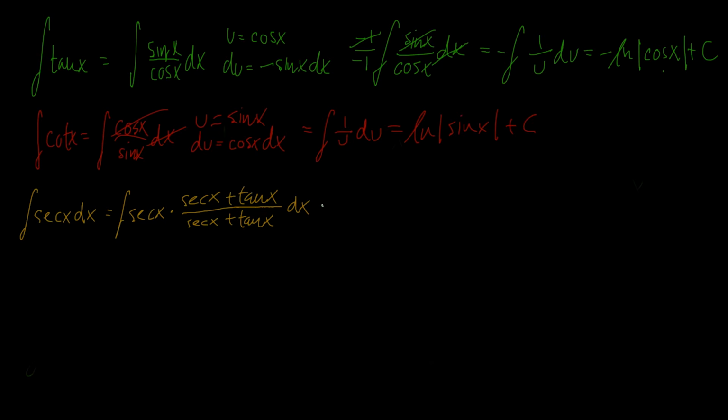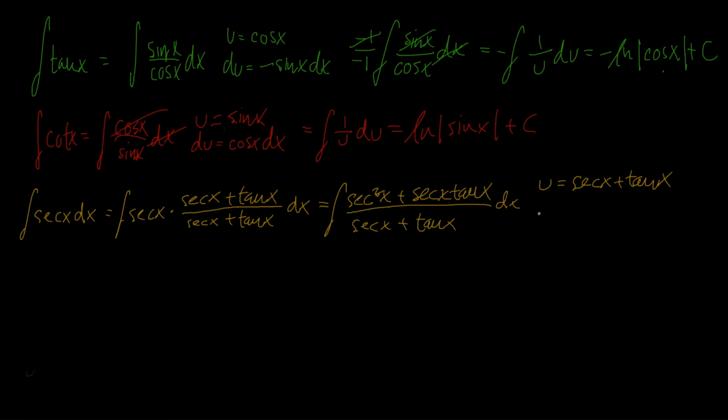So I'm going to distribute that secant. All I did was distribute that secant. And then I'm going to do a u substitution with secant x plus tangent x. And my du is going to be equal to the derivative of secant x, which is just secant x tangent x, plus the derivative of tangent x. And the derivative of tangent x is just secant squared x, right? All of that times dx.